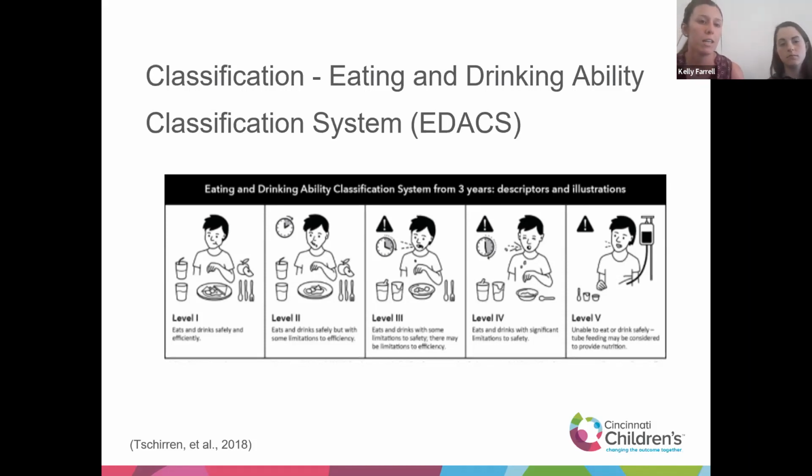At level 1, they're able to eat and drink safely. And the key with this one is levels 3, 4, and 5, where we're really concerned with safety and choking. As mentioned earlier, some of these kiddos with CP may have dysphagia or difficulty with swallowing. So looking at that safety aspect, at level 5, they will possibly be having a feeding tube placed.